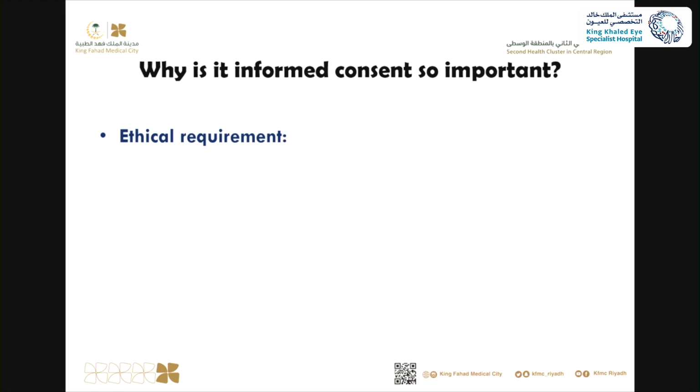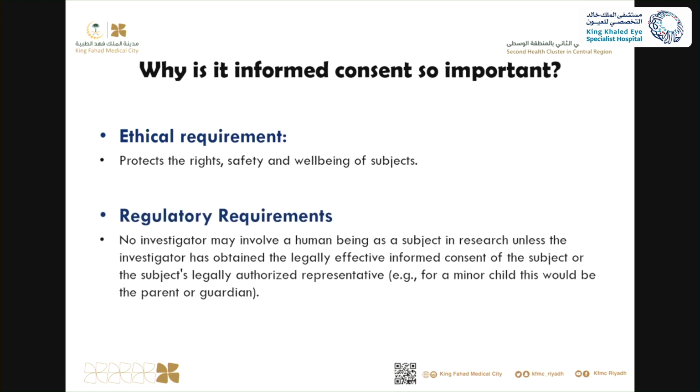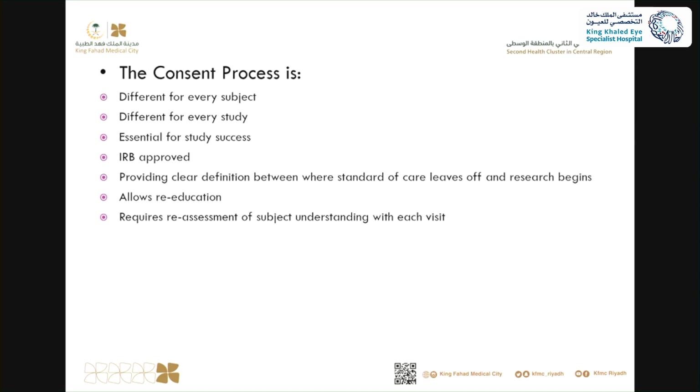Why is it so important? Because as you all know, it is an ethical requirement. The IRB asks for that, it protects the rights, safety and well-being of subjects, and for me, it's a protection for you as a researcher as well. Regulatory requirements: no investigator may involve a human subject in research unless the investigator has obtained the legally effective informed consent of the subject or the subject's legally authorized representative. I'm reading some of the statements because these are from the ICH GCP.